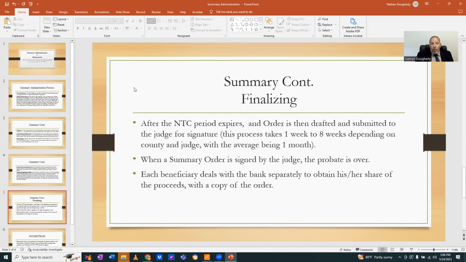Now, the reason we probated is so that you, the beneficiaries, can get the summary order. And that's signed by the judge. Once that's signed, probate is now over. All right. Now, each beneficiary deals with the bank separately to obtain his or her share of the proceeds with a copy of the order. Now, I get that order, probate's over. You have an order. Everybody gets emailed a copy of that order.